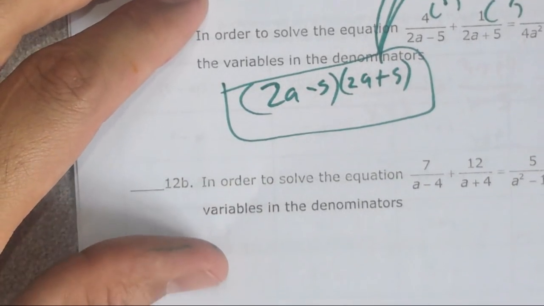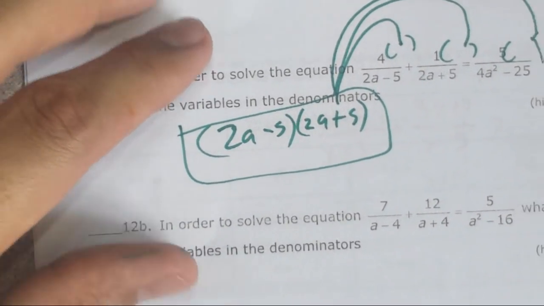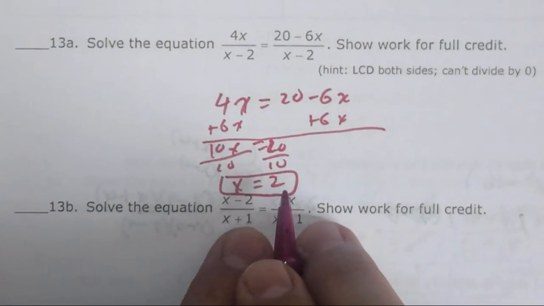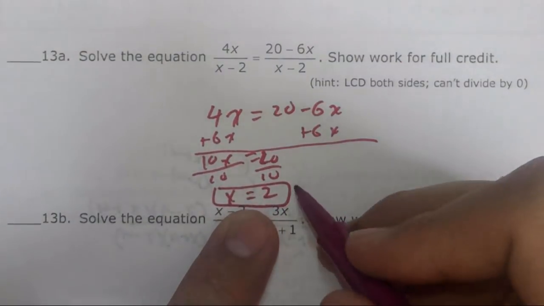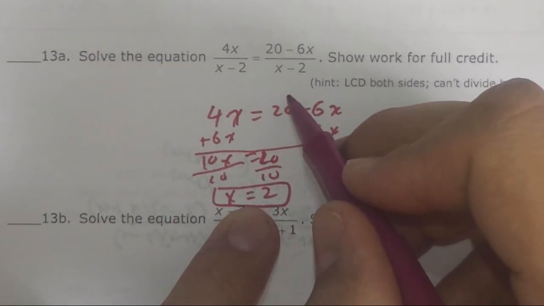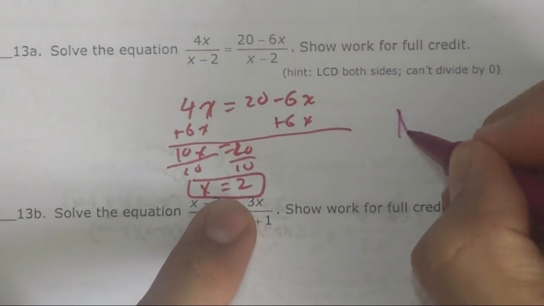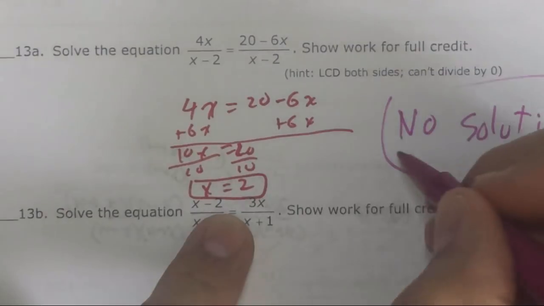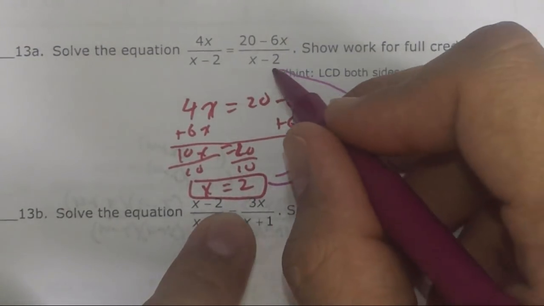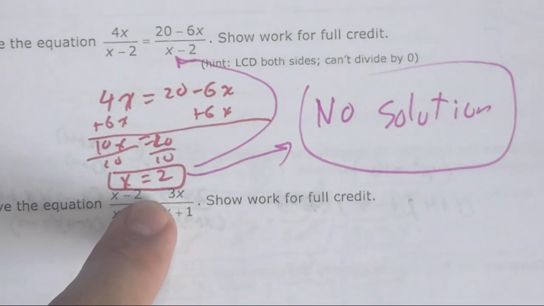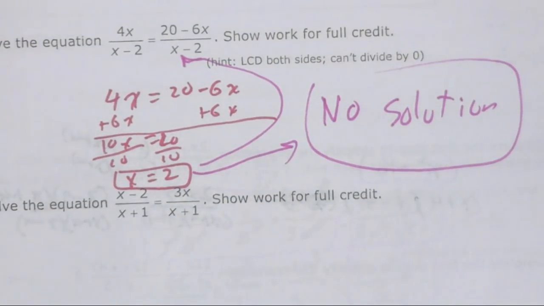Did I check these? So go back to 13. Let's check this 2 on 13. I totally forgot to do this. If I put 2 in here, what's going to happen? This is going to go to 0 and make this undefined. So this one actually has no solution because that would be undefined. Sorry, I forgot to do that. My fault. Please don't forget that on the test.